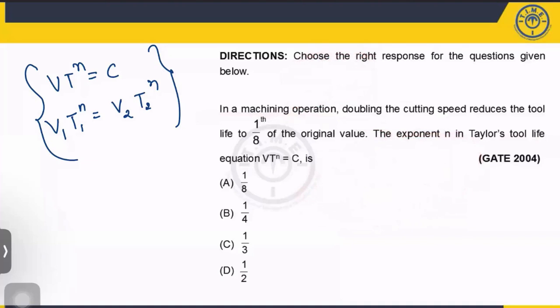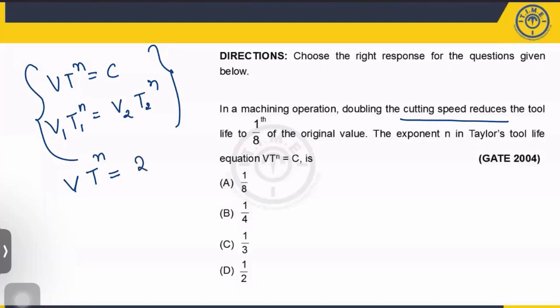So the initial velocity, let us suppose I am taking as V, and the tool life I am taking as T. Now it is the exponent you have to calculate. It is given that you are doubling the velocity, that means you are increasing the speed.